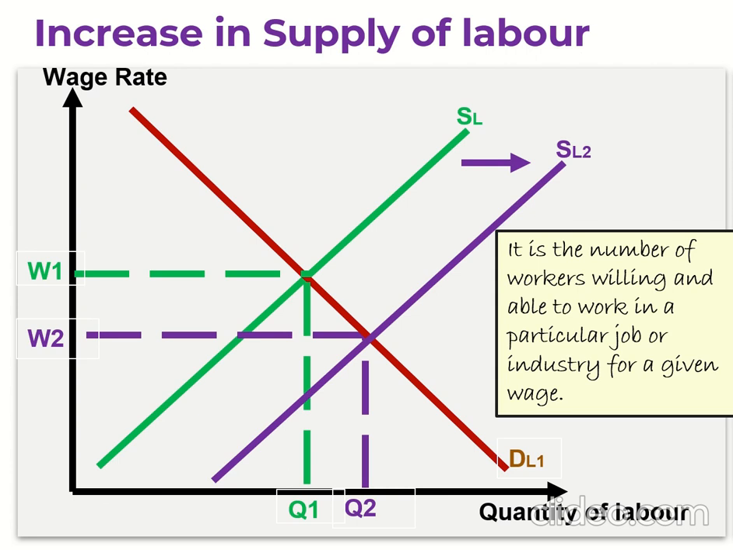As a result of an increase in supply of labor, wages fall from W1 to W2, whereas the quantity of labor would increase from Q1 to Q2.